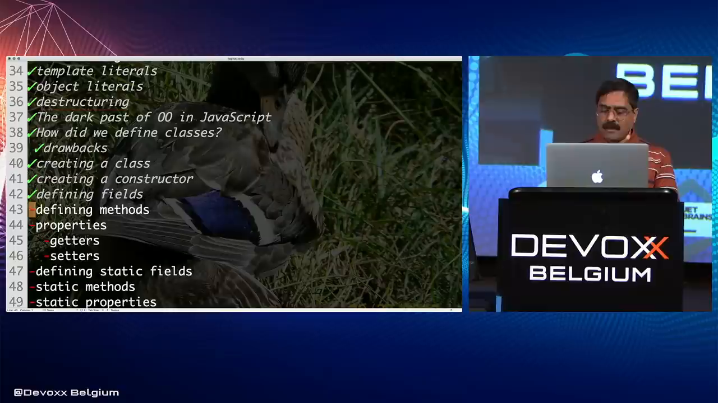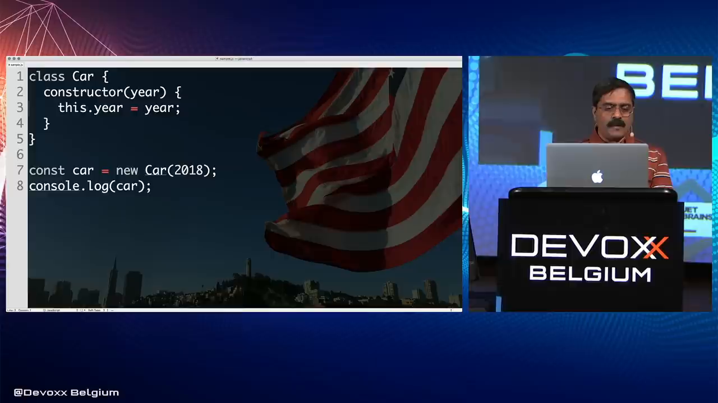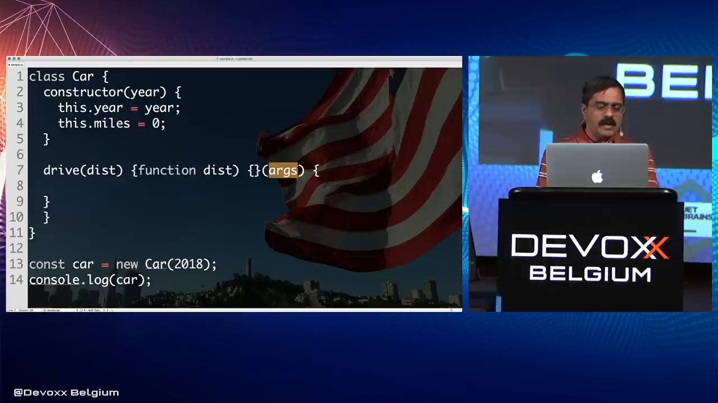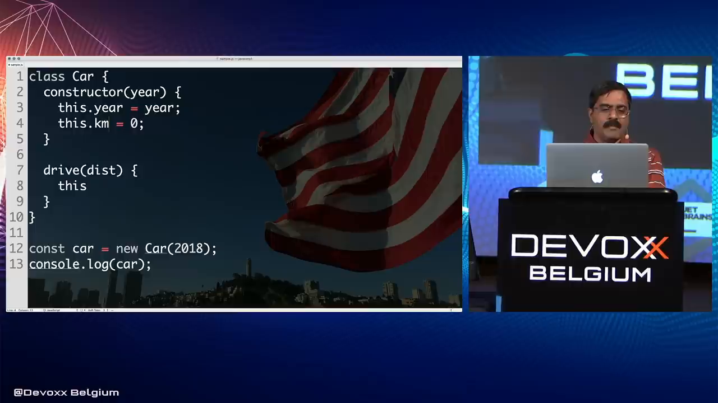What about defining methods? Well, defining methods is really easy also. So for example, I want to define a method called drive. So this.miles equal to 0, and I'm going to define a method called drive. It takes a distance, and what am I going to do? I'm going to simply say this.miles. Okay, sorry, I forgot where I am. Kilometers. Okay, so this.kilometers is equal to, let's increase the distance, plus equal to the distance.